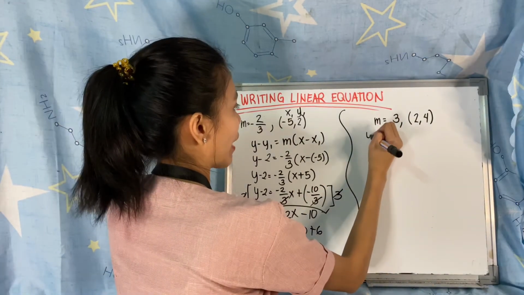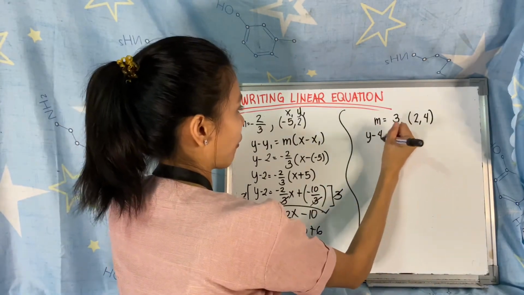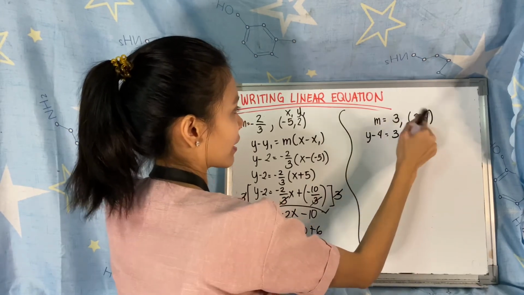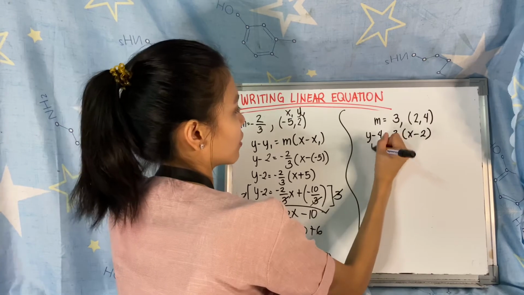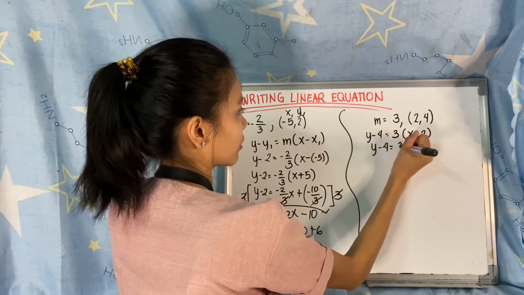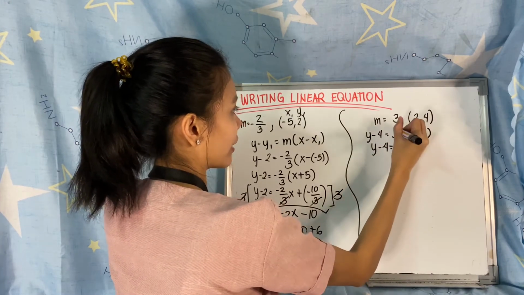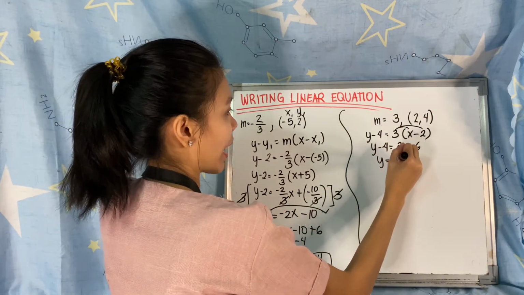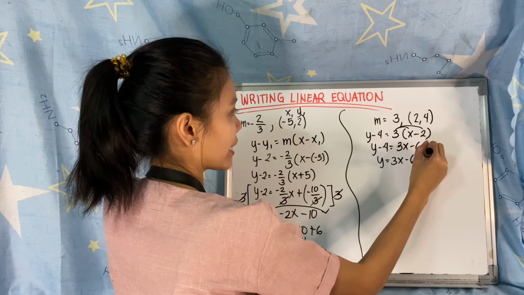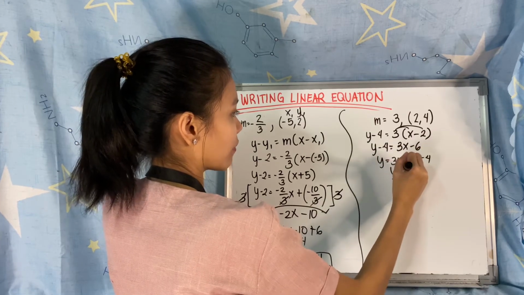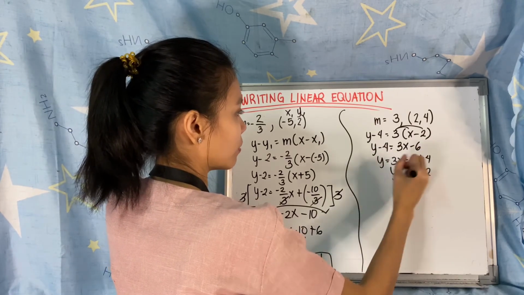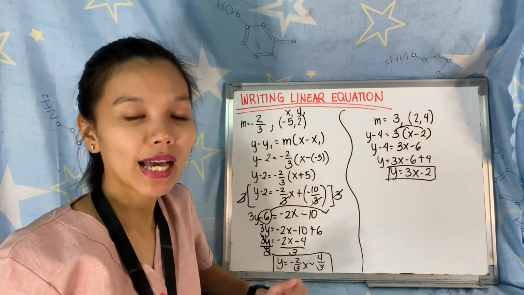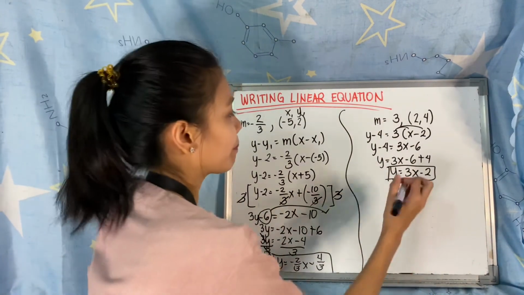So, we have there y minus y sub 1, that is 4, is equal to slope 3, multiplied by x minus x sub 1, which is 2. So, y minus 4 is equal to 3x minus 6. So, ito ay dinistribute lamang. Then, combine like terms, we have negative 6 plus 4, y is equal to 3x minus 2. So, yan yung ating slope-intercept form. Pero sabi ko kanina, gagawin natin siyang standard form.